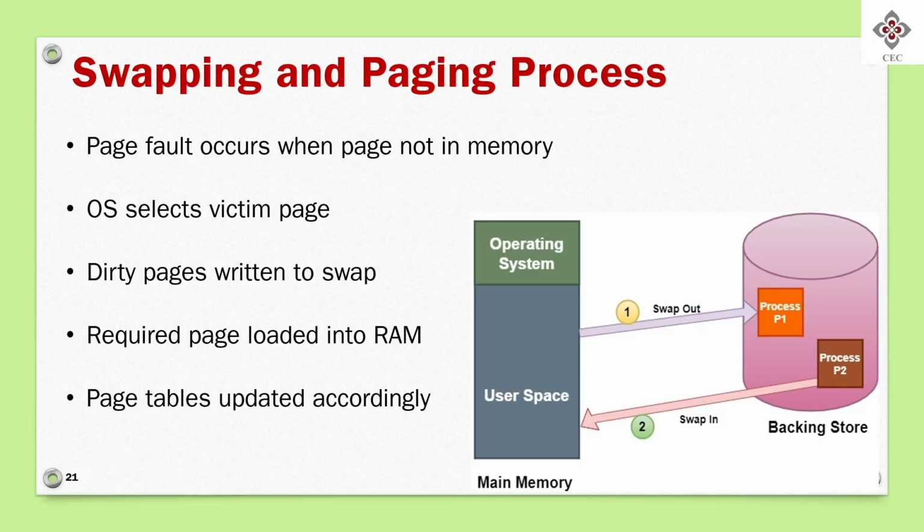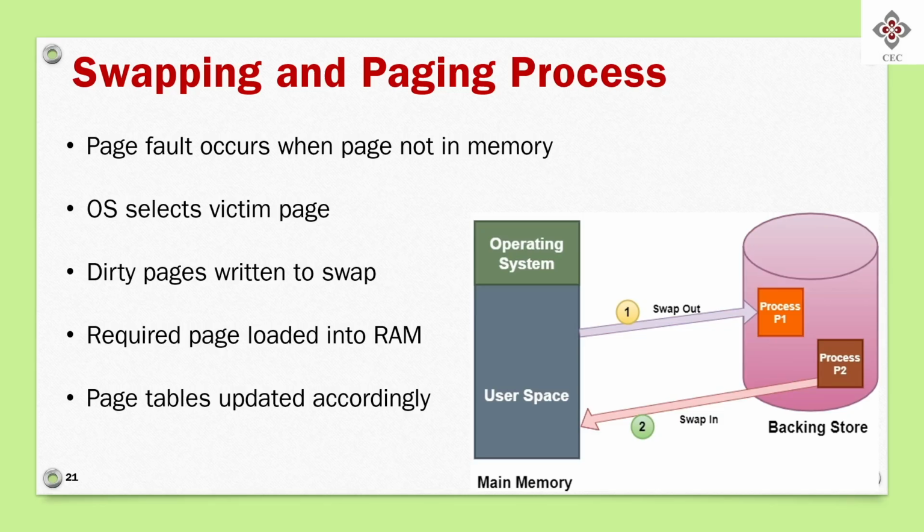Dirty pages are written back to swap. Dirty pages are the pages which are not valid for the current execution. The required page is loaded into the RAM. Page tables are updated accordingly. If you load the new pages, correspondingly you have to update the page tables. So, this is the swapping and paging process which happens side by side. They both are running together. If you look at this diagram, you have the operating system and user space where we can perform swapping in and swapping out from the backing store, that is secondary memory.